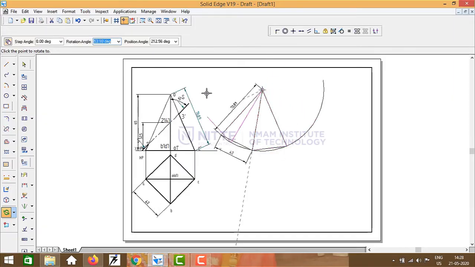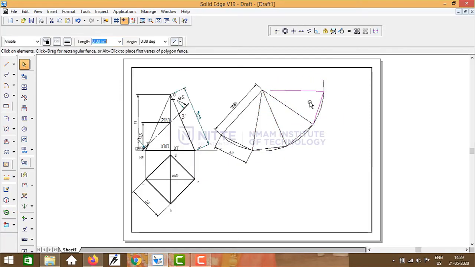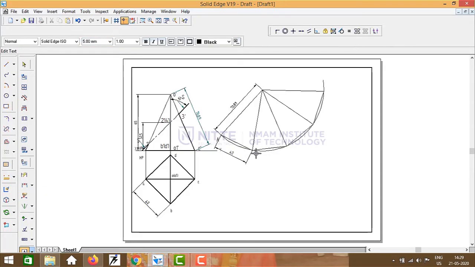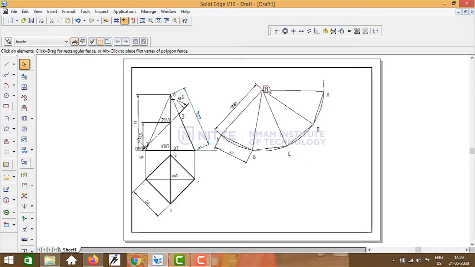Okay, next, since you have activated copy and you are given the step angle directly, it will take it. So next select the point C here, point D here. So 4 triangular faces are created here. Okay, now name it: capital letter A, B, C, D, back to A, and this is the apex point O here.